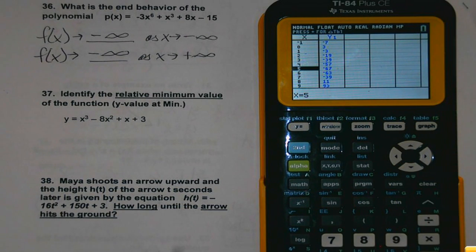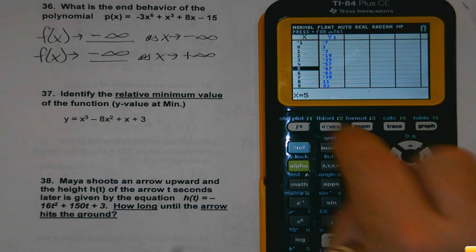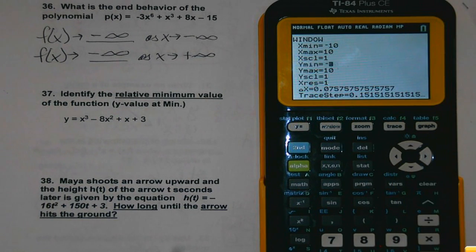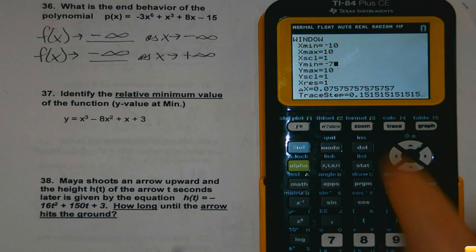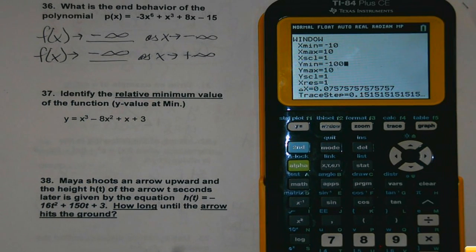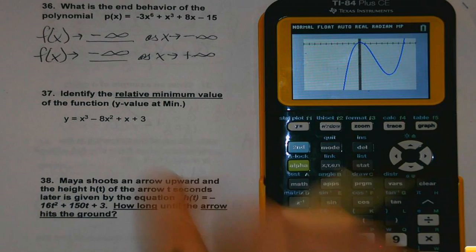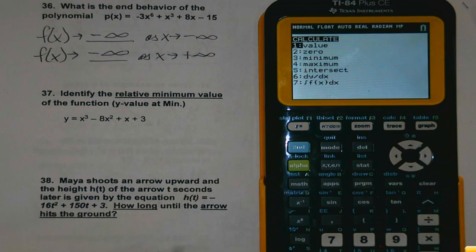I want to find that low point, okay? So let's go to the window one more time. Let's do negative, now let's make sure, negative 100. Oh, there we go. That's what I'm talking about. Okay? So I can mess with that a little bit. So now again, second trace to min. There's my min.